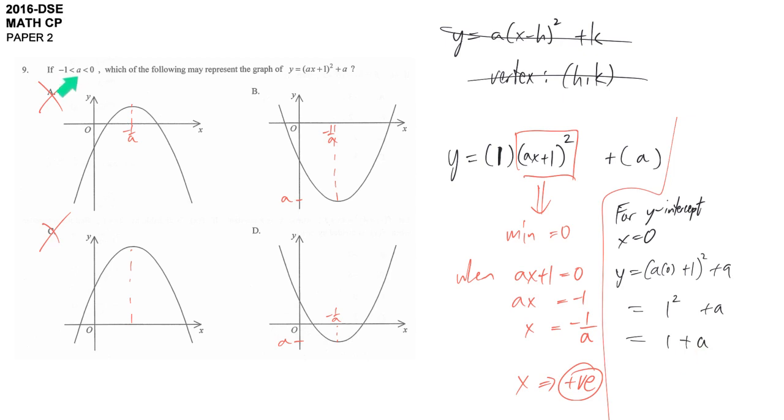a is still larger than negative 1. You may consider it is negative 0.5. So if you add 1 together, this will give you some positive values. That means the y-intercept, this point, should be above the x-axis. So D is correct. We have 1 plus a here. And B is wrong. It's because it gives us a negative y-intercept. However, our result should be a positive y-intercept.